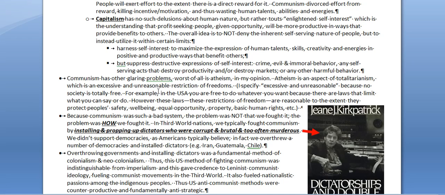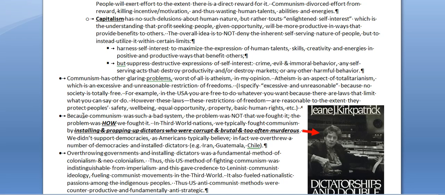You cannot murder people. However, these laws, these restrictions of freedom are reasonable to the extent they protect people's safety, well-being, equal opportunity, dignity, property, basic human rights, etc. All right?